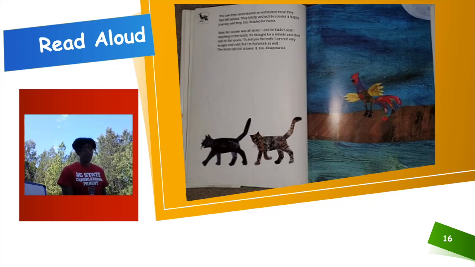The cats then remembered an unfinished meal they had left behind. They kindly wished the rooster a happy journey, and they too headed for home. Now the rooster was all alone, and he hadn't seen anything of the world. He thought for a minute and then said to the moon, "To tell you the truth, I am not only hungry and cold, but I'm homesick as well." The moon did not answer.